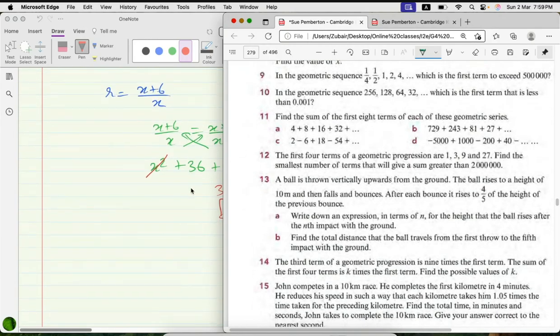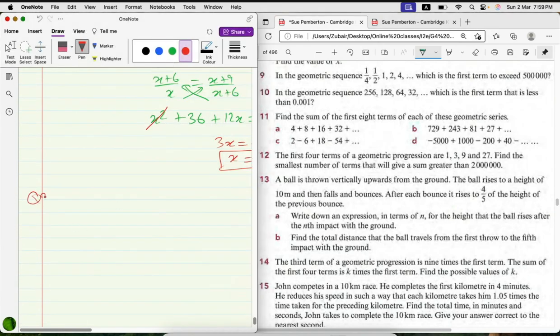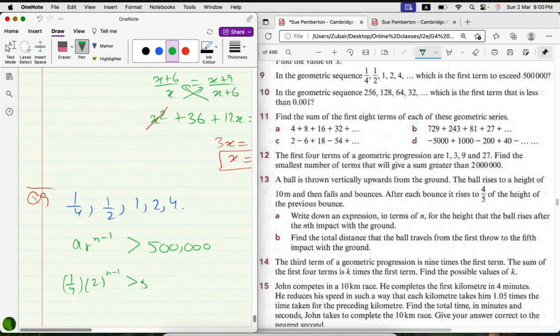Look at number 9. In the geometric sequence 1 by 4, 1 by 2, 1, 2, 4, I can pretty much see that r is 2. All terms are being doubled. So which is the first term to exceed 5,000? So basically ar to the power n minus 1. What should n be? So A is 1 by 4 already, r is 2, n minus 1, greater than 5,000.